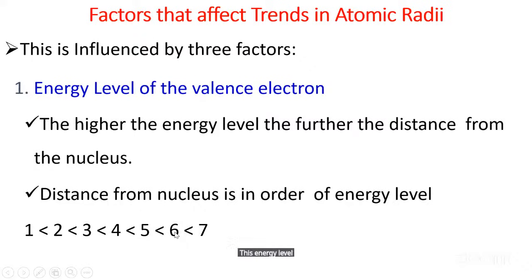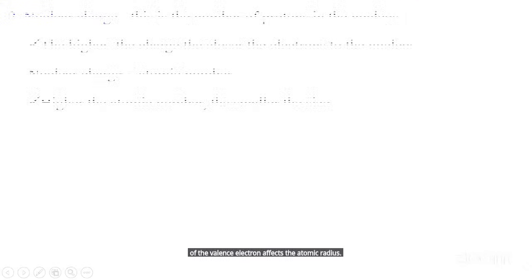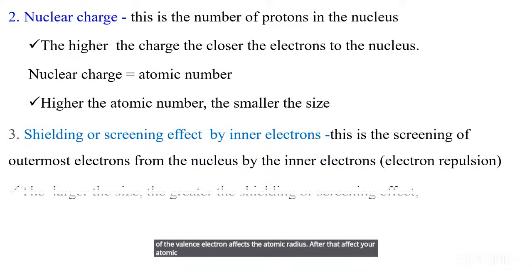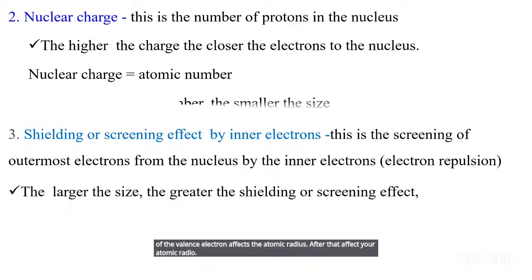So the distance from the nucleus is in the order of this energy level. The 7th is farthest, followed by the 6th energy level. Of course, the first energy level is closer to the nucleus. So the energy level of the valence electron affects the atomic radius. Another factor that affects your atomic radius is the nuclear charge.